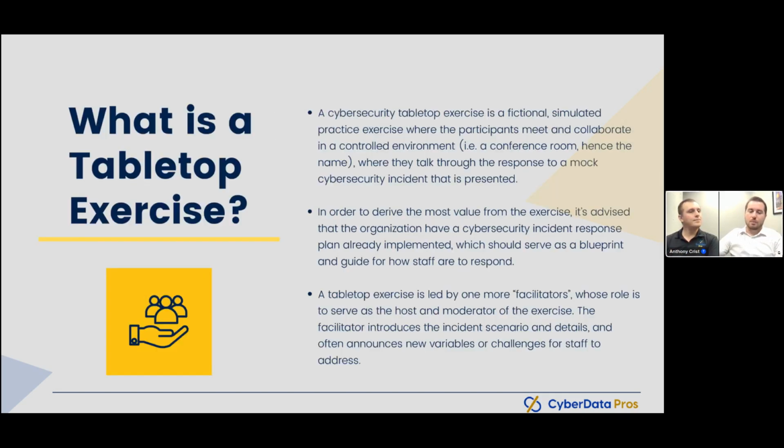So starting out, what is a tabletop exercise? Some may already be well aware, but we'll delve into it a little bit for those that aren't. So in cybersecurity realms, a tabletop exercise is going to be a fictional event. It's a simulated exercise where the various participants involved, and we'll get more into who those might be in a bit, gather in a room and meet in a controlled environment. Oftentimes, just as we are here, we're around a conference table, hence the term tabletop.